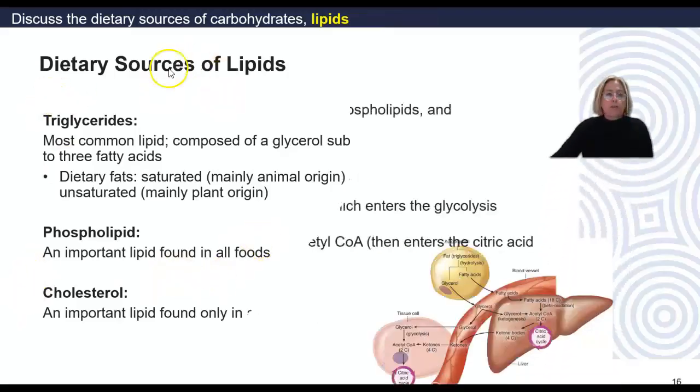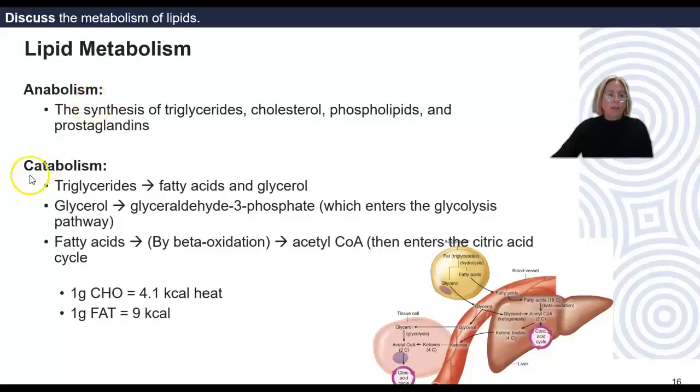In terms then of lipid metabolism, we have anabolism again and catabolism. With anabolism, we're talking about the synthesis of triglycerides, cholesterol, phospholipids, and prostaglandins as well. Remember, they're those mediators, chemical signals that are mediators of inflammation, but they have a huge sort of housekeeping role to play in the body. And one of the things that prostaglandins do is to promote that thick mucus that lines the stomach.